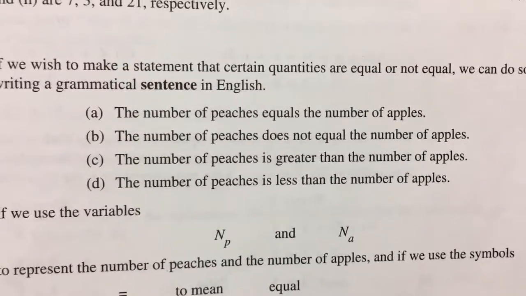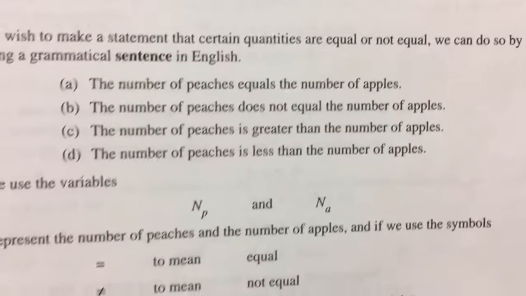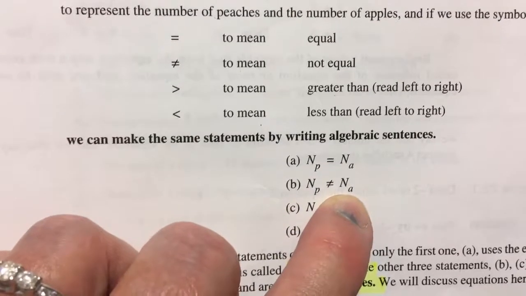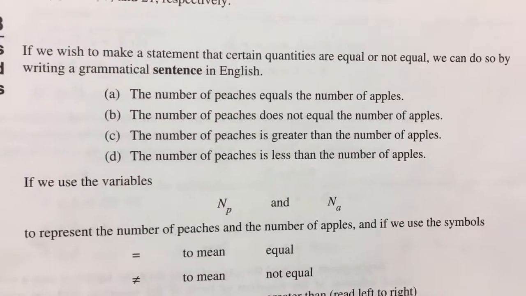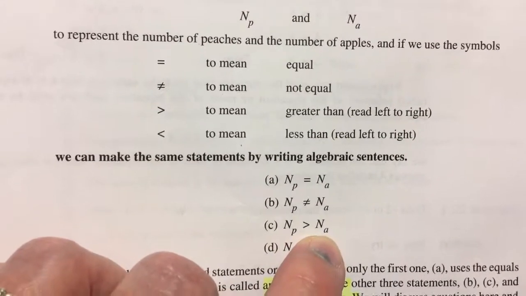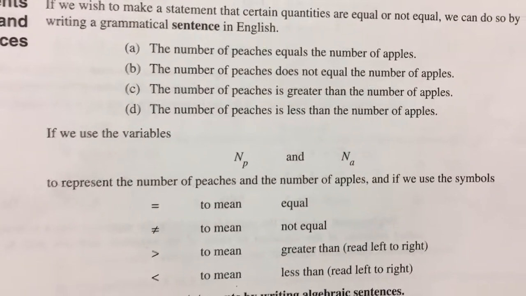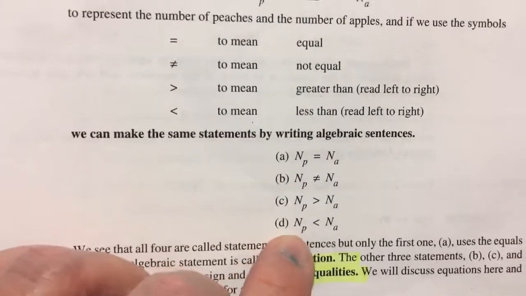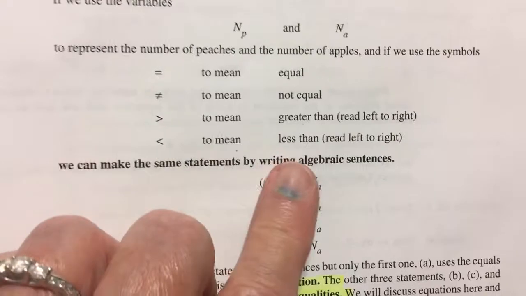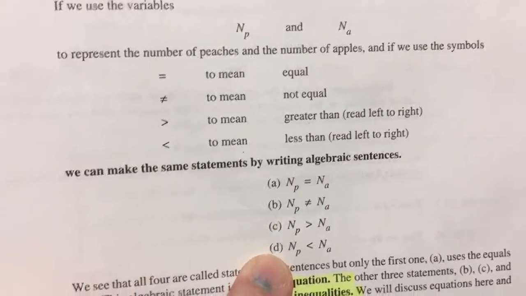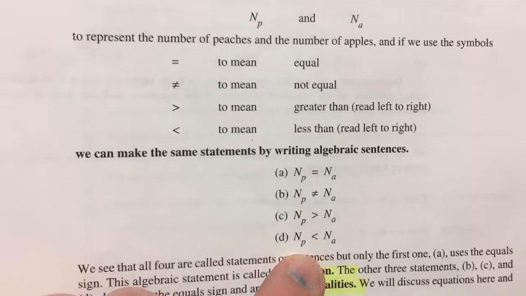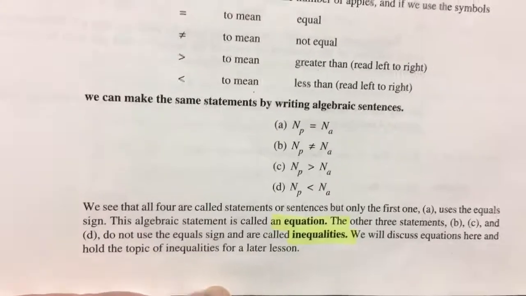Okay, so then B says the number of peaches does not equal the number of apples, and we can also express that. And then C says the number of peaches is greater than the number of apples. And D says the number of peaches is less than the number of apples. So we have to learn how to express our truths, mathematical truths, in algebraic sentences and statements, okay?